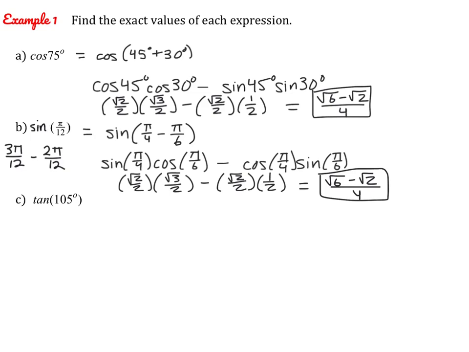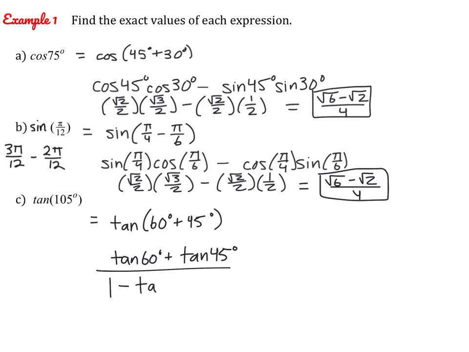Okay, and for part C, again, tangent of 105 degrees, we need to come up with a way we can rewrite 105. So we can rewrite this as the tangent of 60 degrees plus 45 degrees. Again, these are both angles from the unit circle, so we should know how to evaluate any trig function with these angles. Okay, so now let's expand this out using our sum formula. So we do tangent of 60 plus tangent of 45 over 1 minus the product of the two.